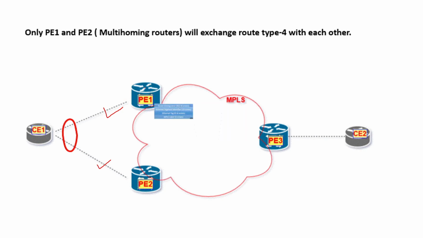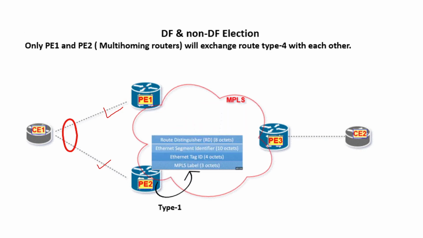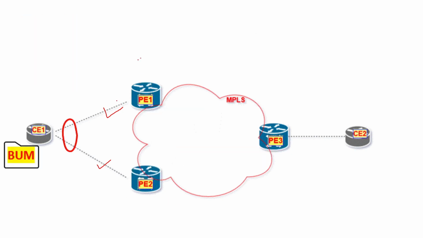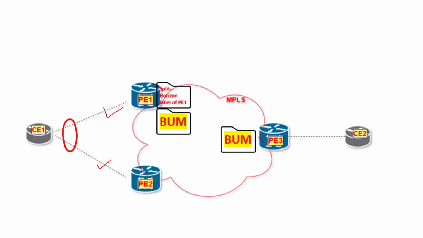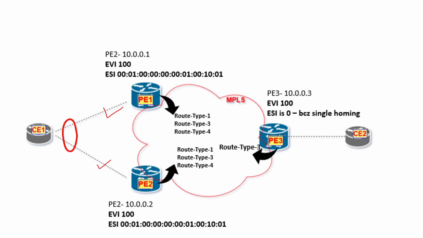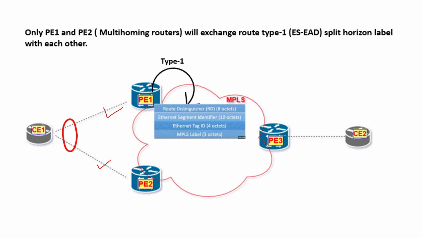PE1 will say that okay, he is the owner of that split horizon label for the same ESI, and it is going to simply discard that BUM traffic which it has received from PE2. But if PE2 forwards that BUM traffic towards PE3, it will attach the multicast inclusive label and forward towards PE3. PE3 will accept that label. For PE3 there is no issue.